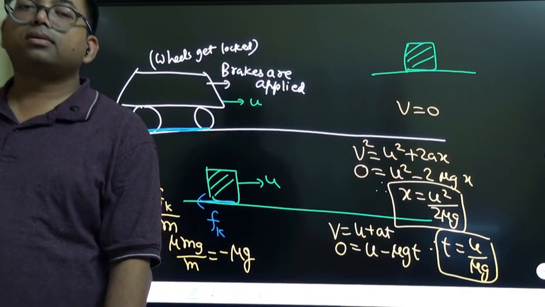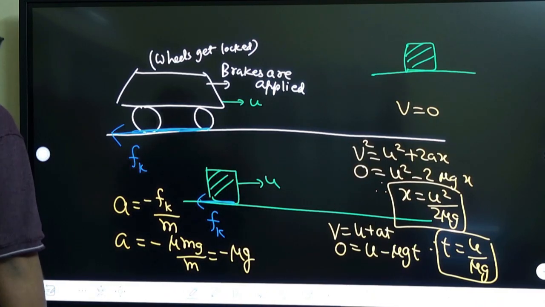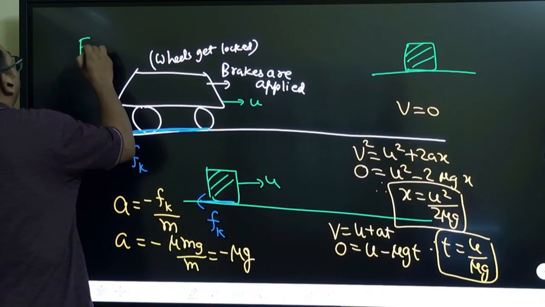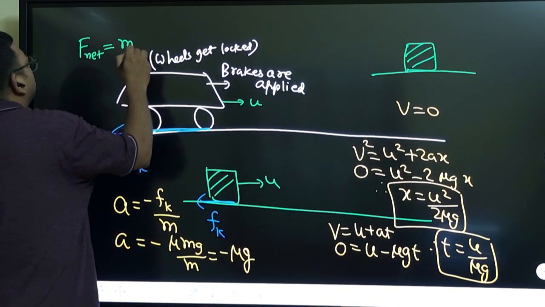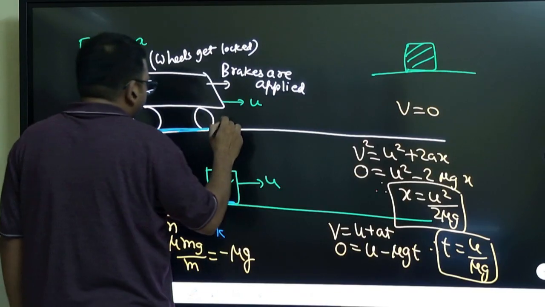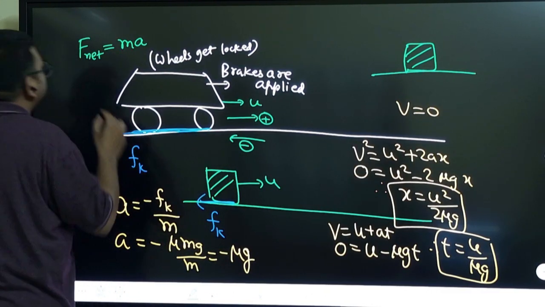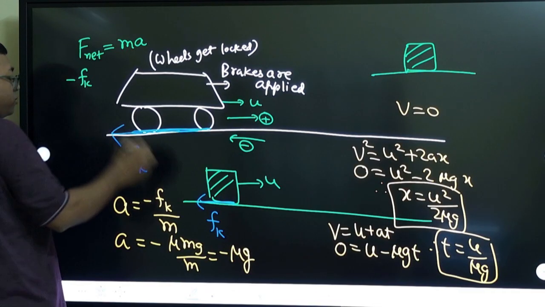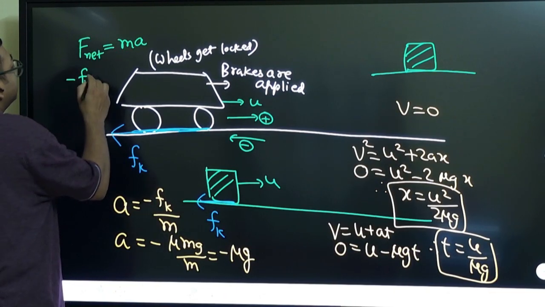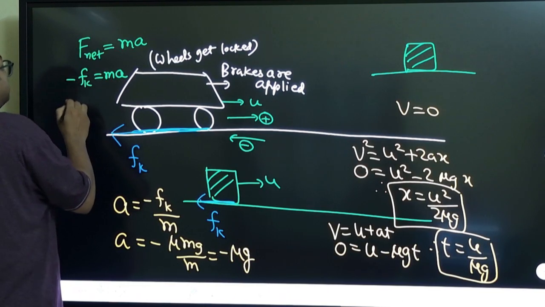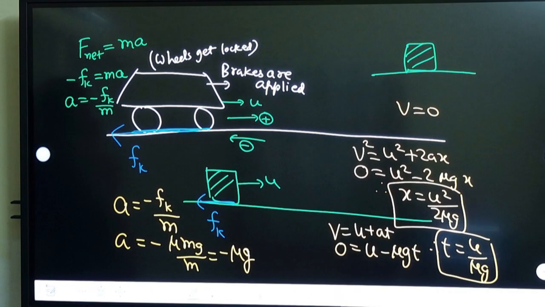Yes, tell me. What is the net force formula? Tell me net force formula. Correct. So this direction we are choosing positive and this direction is negative. So the force is acting in the negative direction, so it is minus Fk. That is the only horizontal force. Vertical it is balanced only. So horizontal force is minus Fk, equal to mass into acceleration. So acceleration is minus Fk by mass. Fk is mu times normal.